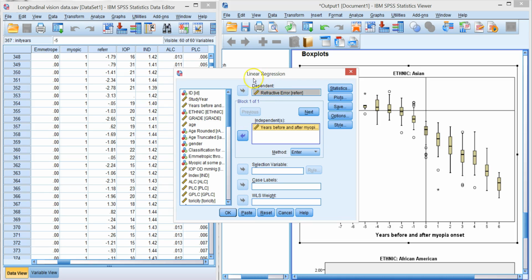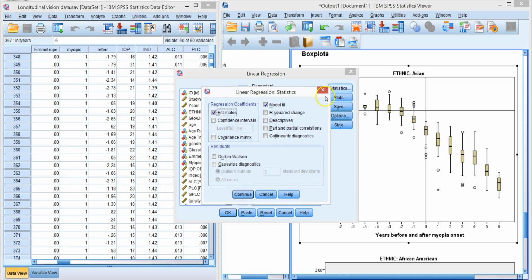So we have our dependent variable up here. That's going to be the refractive error. And then we have independent variables. In multiple regression, we list a number of things. In a simple linear regression, we just have one option. We can add a selection variable here if we want to. You usually don't do it at this point, but rather use Data, Select, but that's just me. You can do it at that point.